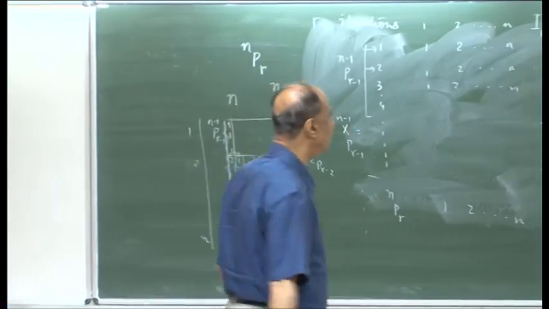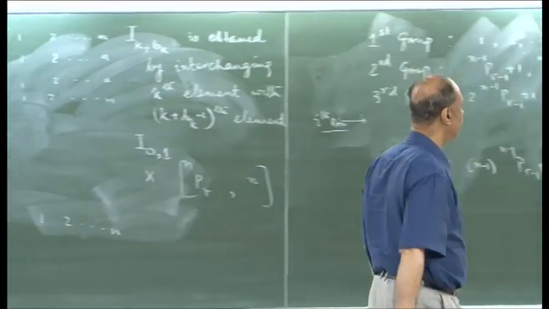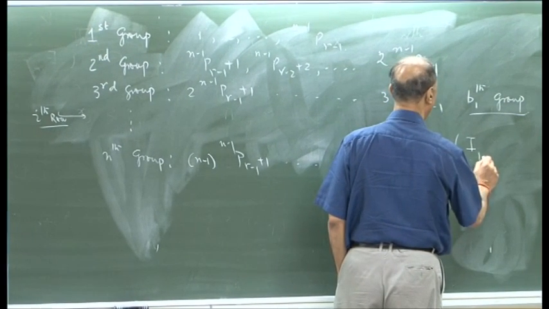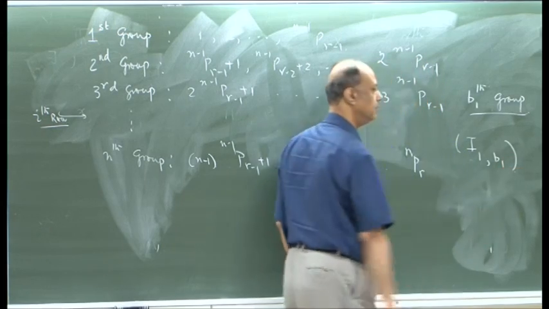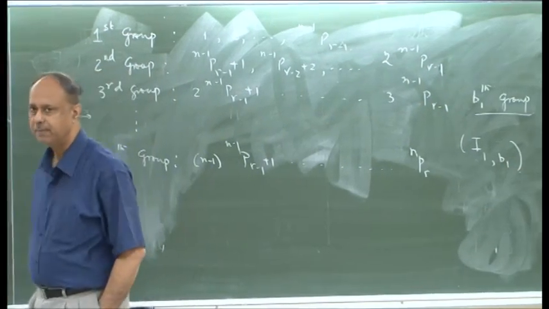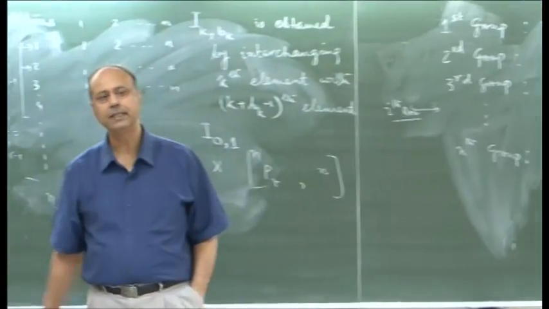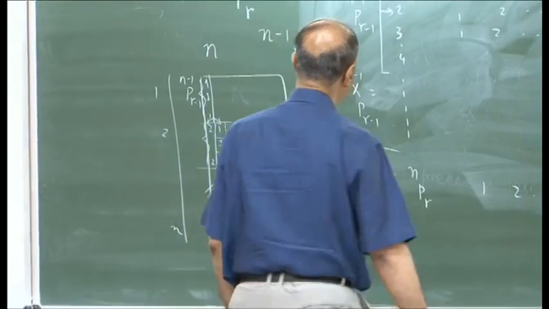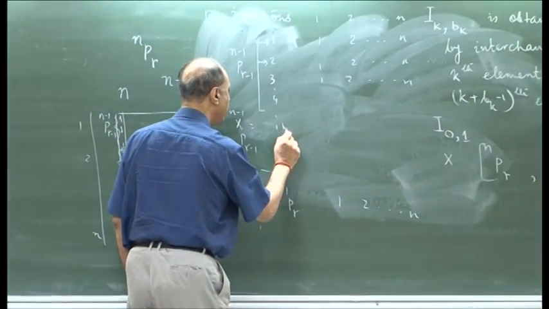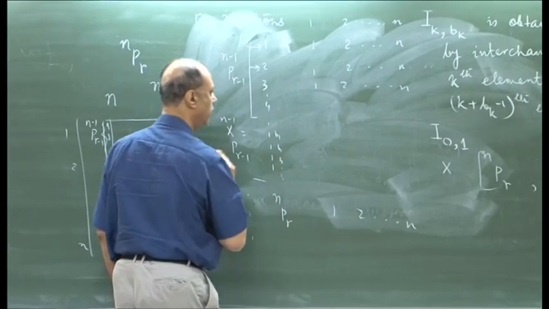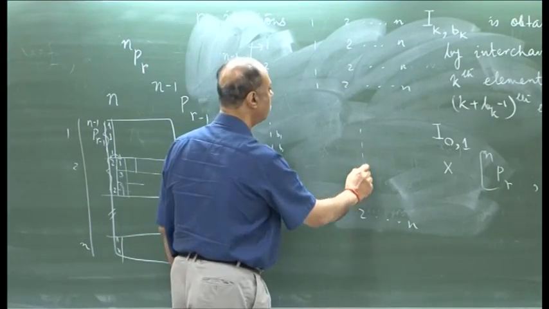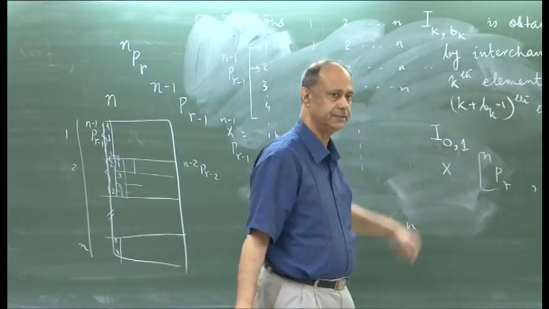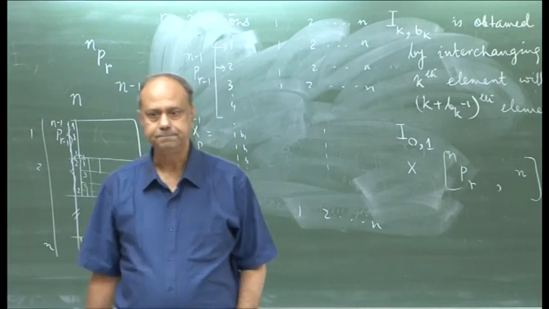So if it lies in the B1th group, I perform the operation I1 B1. That means the first element is interchanged with the B1th element. So in the B1th group, the first element will be B1, B1, B1, and so on, and here all of them are 1. We just have an interchange, which is from the definition of this. Agreed?